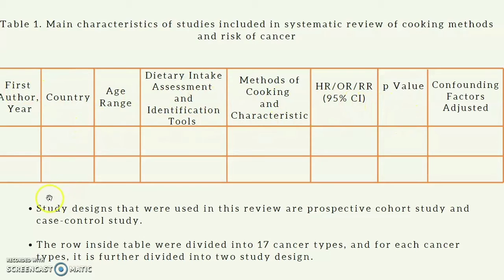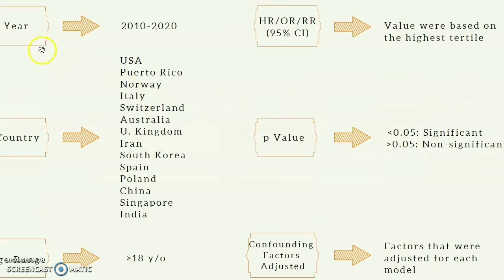So, the rows inside the table were divided into 17 cancer types, and for each type, it is further divided into 2 study designs. So I will be explaining one by one the data items that were extracted from all 35 studies. So the first one is here, which are from 2010 to 2020, and the country is 14 countries altogether. The age range is adult above 18 years old.